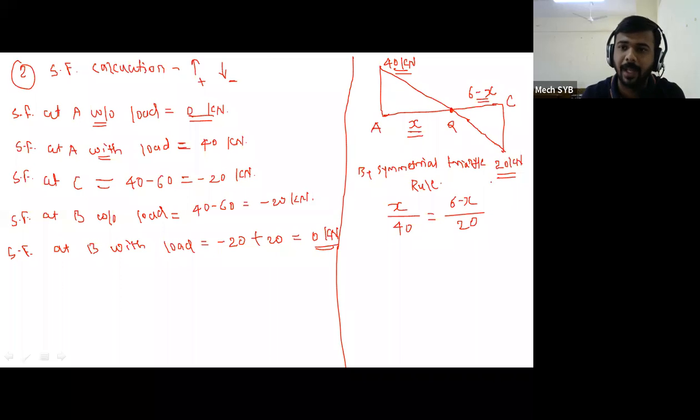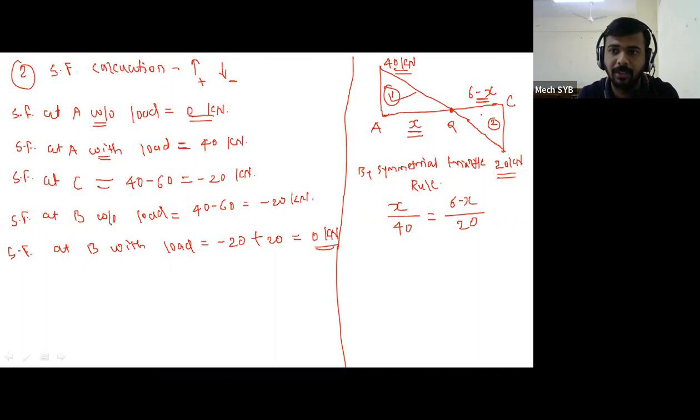Look at what has been done: x divided by 40, that is the first triangle. The next triangle is 6 minus x, the remaining unknown distance. This is triangle number 1, this is triangle number 2. So x upon 40 is applicable for triangle number 1, which is equal to 6 minus x, applicable for triangle number 2, whose value is 20 kilonewton. So x upon 40 is equal to 6 minus x divided by 20.